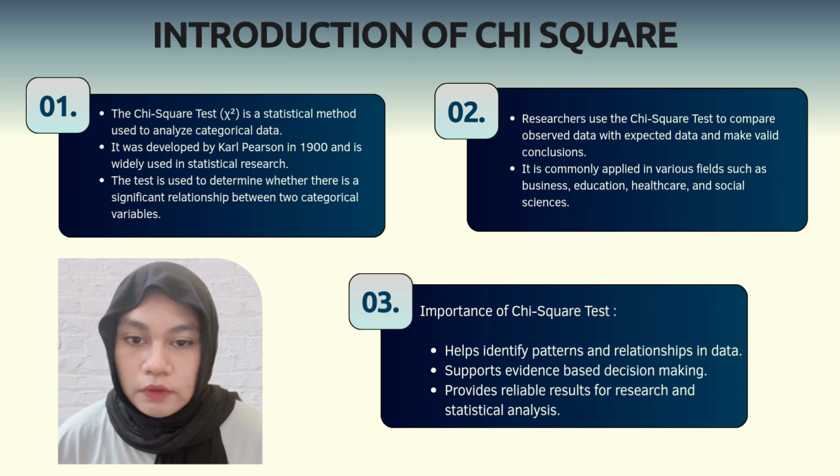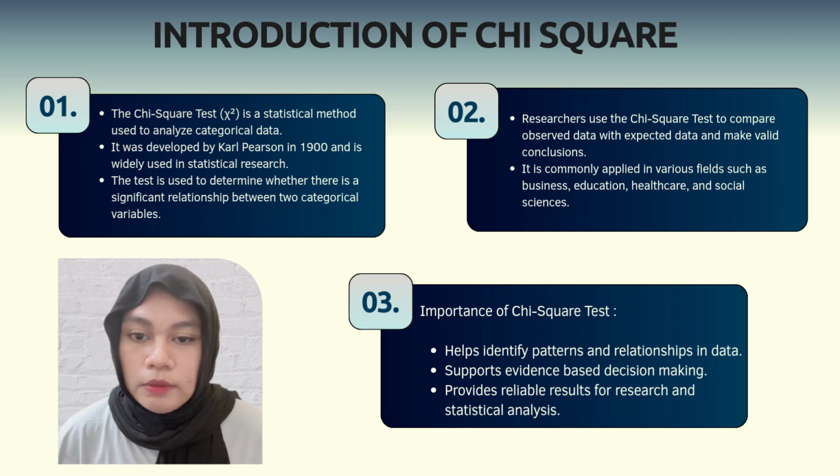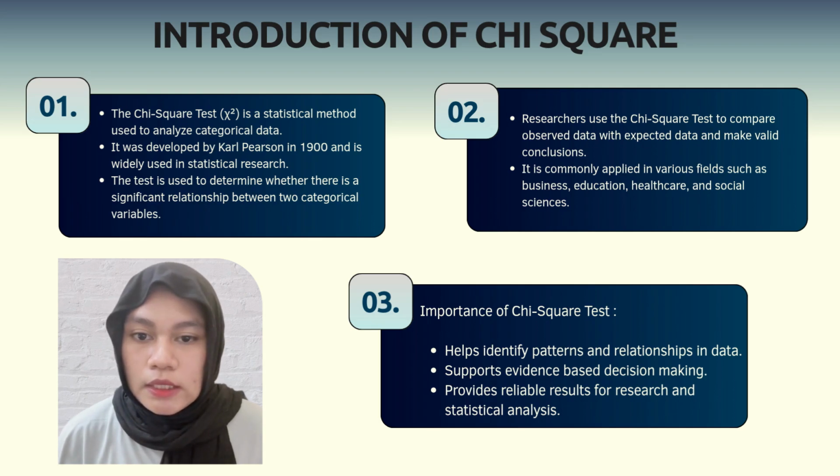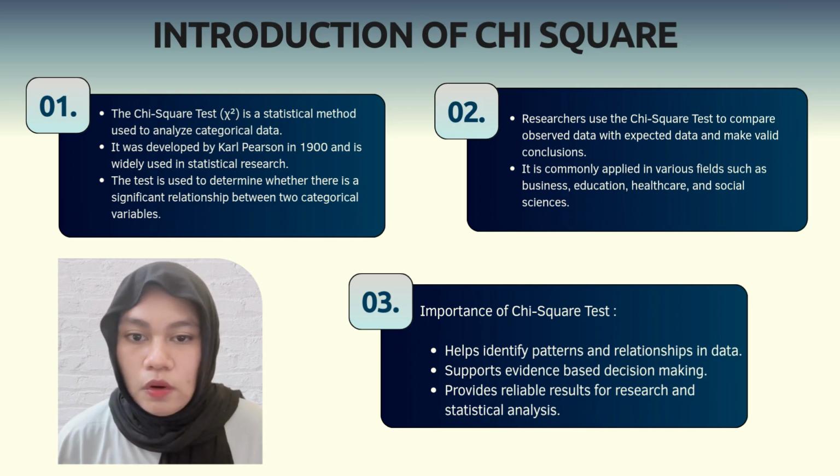This test was developed by Karl Pearson in 1900 and has become one of the more widely used statistical tests in research and data analysis. The main purpose of the chi-square test is to determine whether there is a significant relationship between two categorical variables. In other words, it helps researchers identify whether two variables are related or independent of each other. Researchers use the chi-square test to compare observed data with expected data.